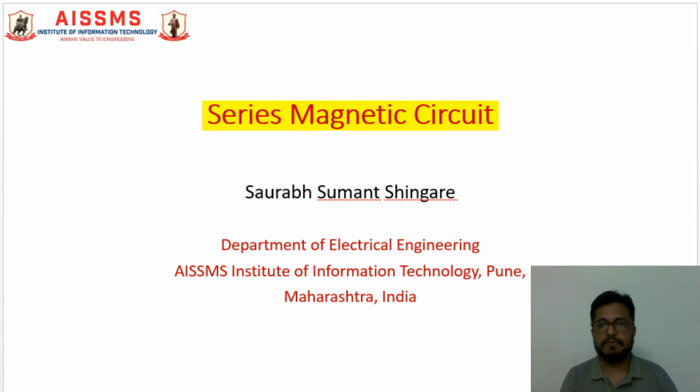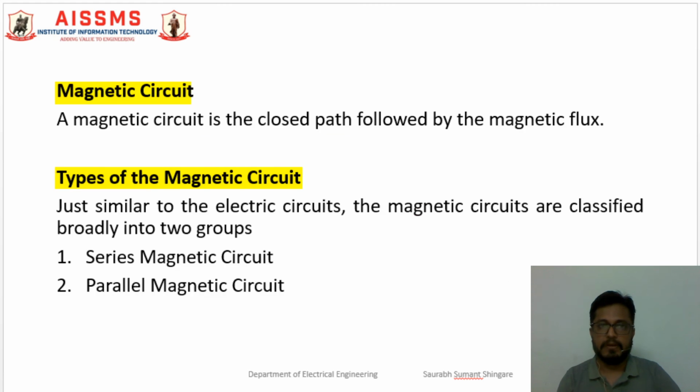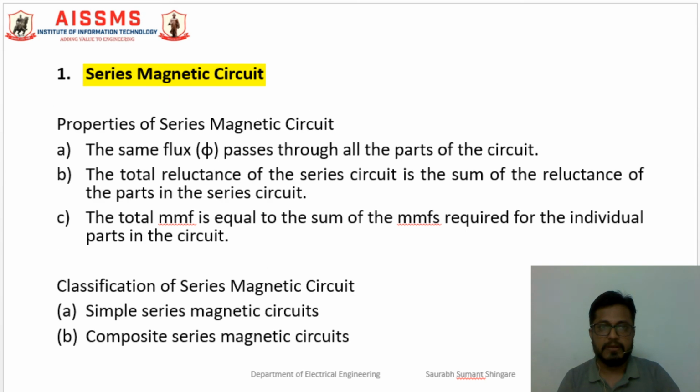Hello friends, today we are going to see series magnetic circuit. A magnetic circuit is the closed path followed by magnetic flux. Just similar to electric circuits, magnetic circuits are classified broadly into two groups. Group number 1 is series magnetic circuit and group number 2 is parallel magnetic circuit.